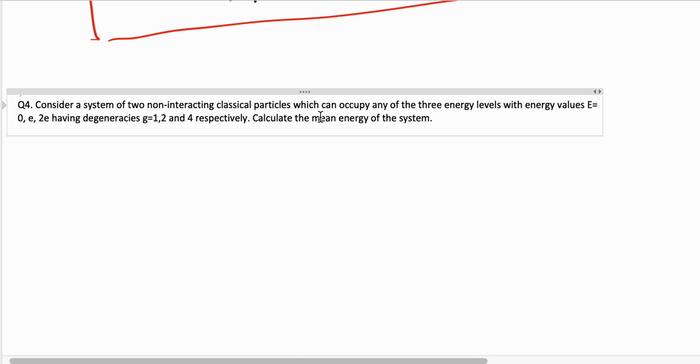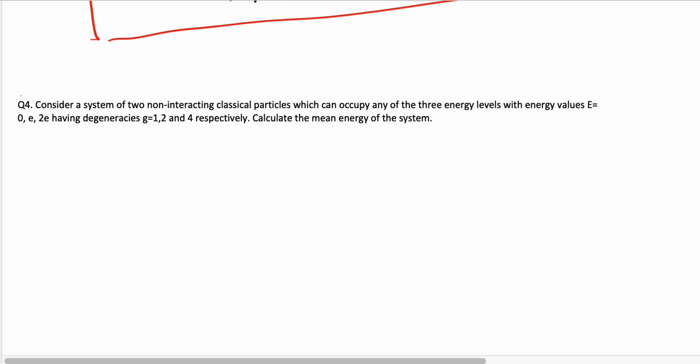Consider a system. Here it is asked: consider a system of two non-interacting classical particles which can occupy any of the three energy levels with energy values E equal to 0, E and 2E having degeneracy. Calculate the mean energy of them.